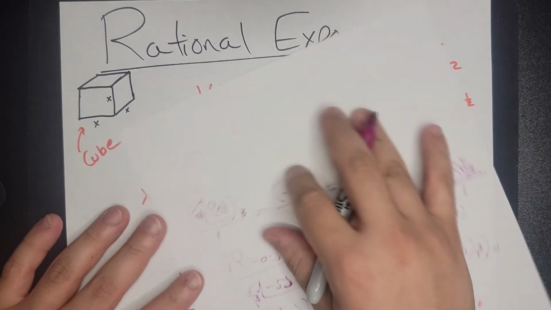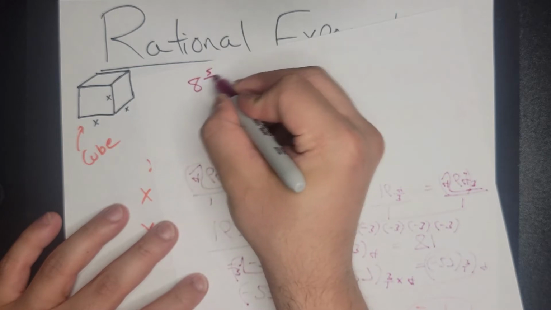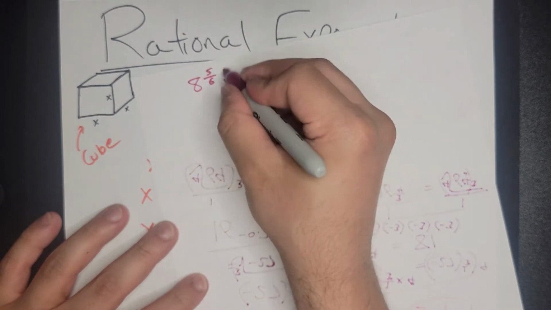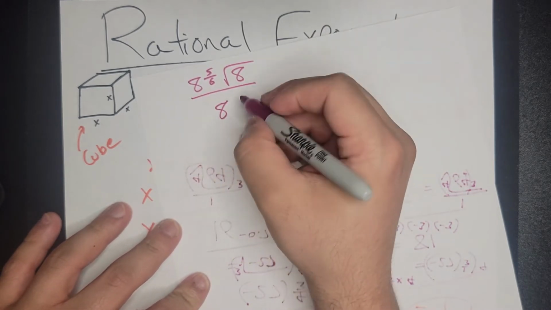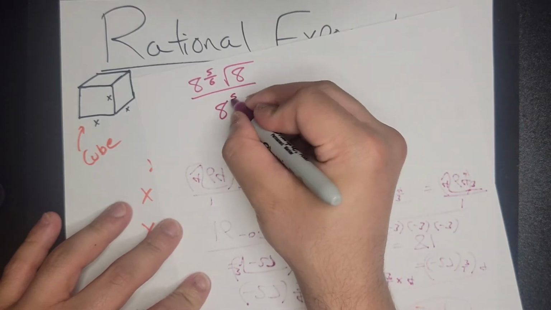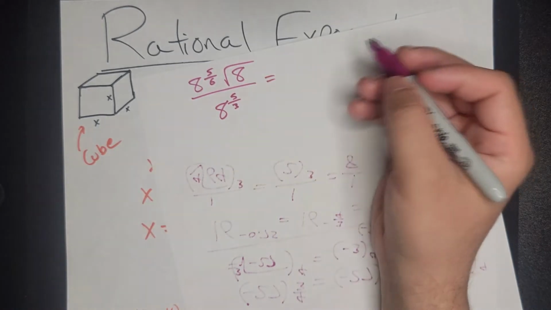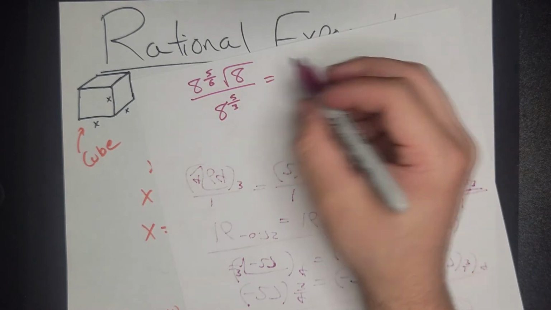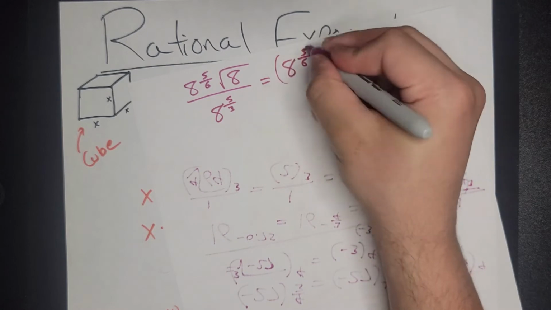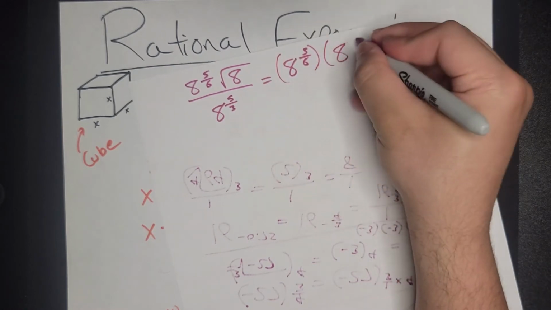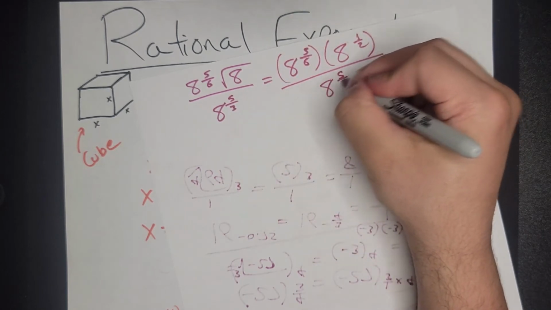Let's do maybe something a little more complicated. Let's do 8 to the power of 5 over 6 times square root of 8 over 8 to the power of 5 over 3. So, let's take this step by step. First off, 8 to the power of 5 over 6. That's 1. That 8 is to the power of half. That one is okay.